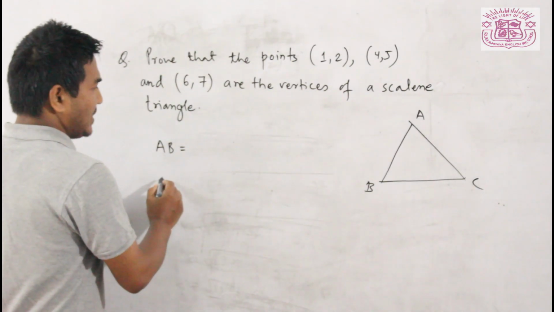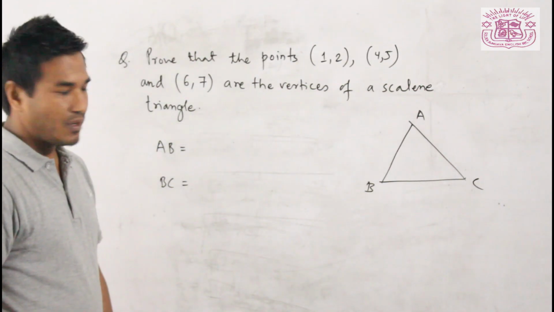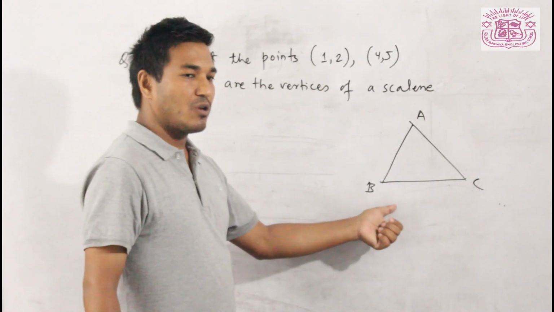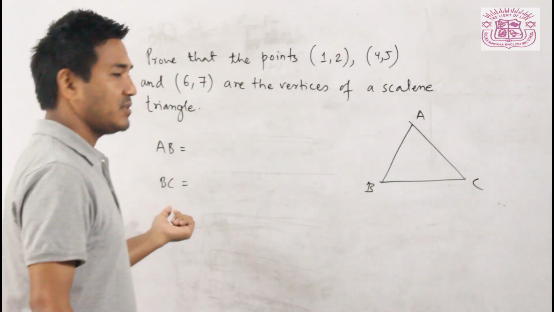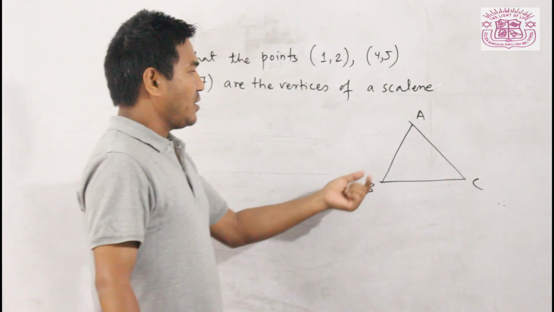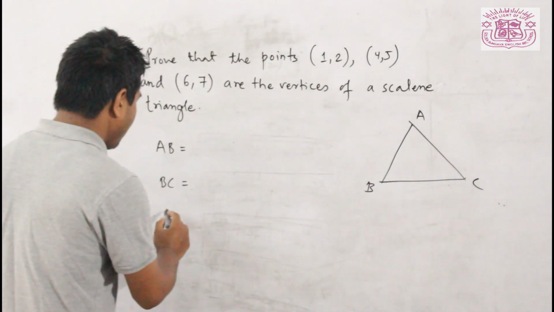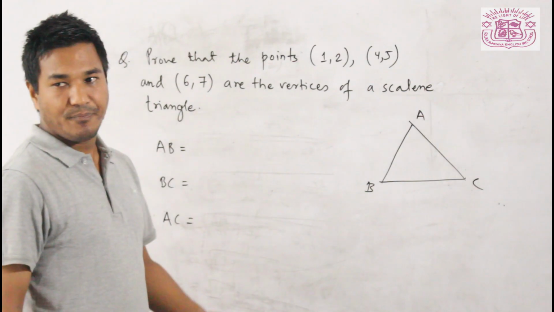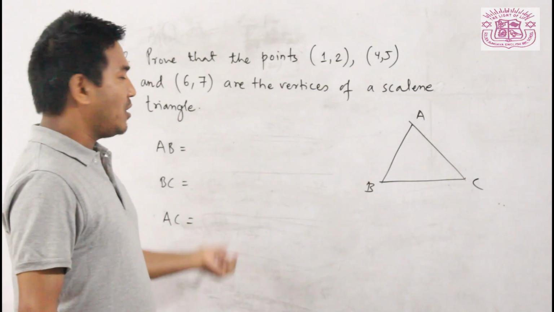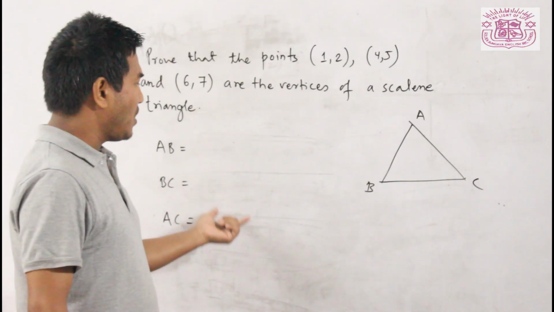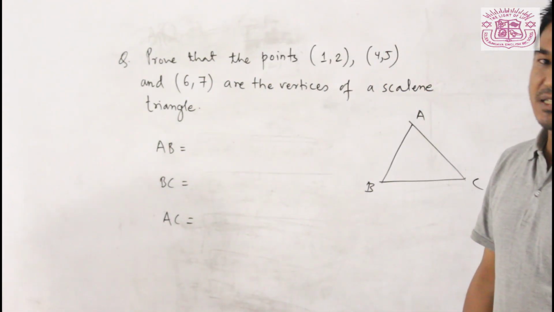Similarly, for finding the distance of BC, we also have to suppose B as x1, y1 and C as x2, y2. And similarly, you can find the distance of BC. Finally, you can also find the distance of AC by using the same formula, considering the point A as x1, y1 and point C as x2, y2. And you get all of the distances over here. After getting all of the distances, you can find out whether the given triangle is a scalene triangle or not.